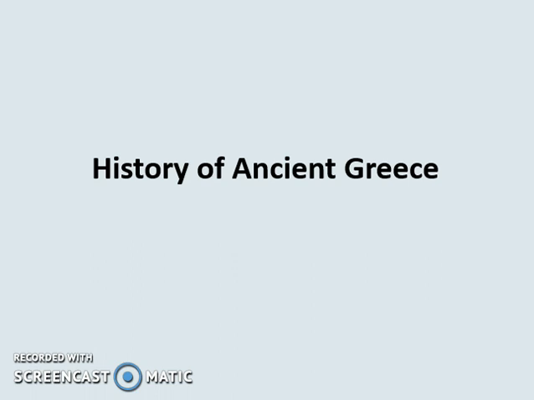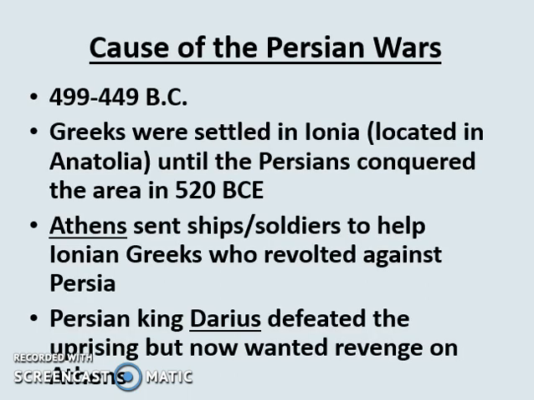So we're going to start with the Persian Wars. And the Persian Wars are going to be fought between Greece and Persia, which makes sense. That's why it's called the Persian Wars. And this is going to occur between 499 and 449 BC. So that is about 50 years.